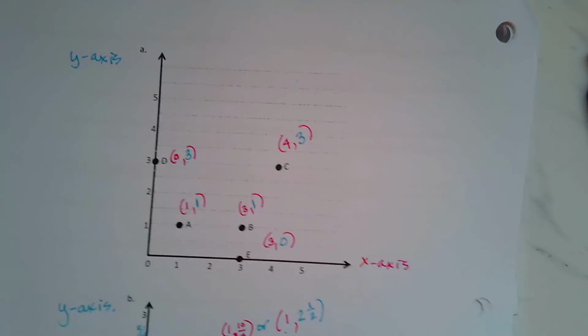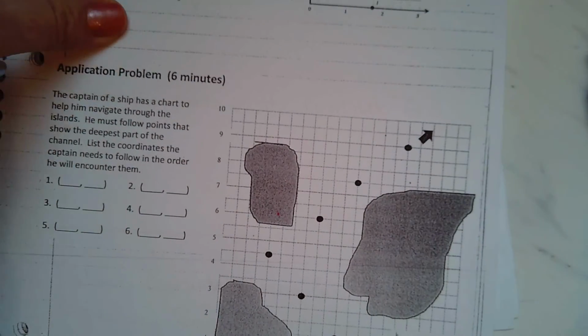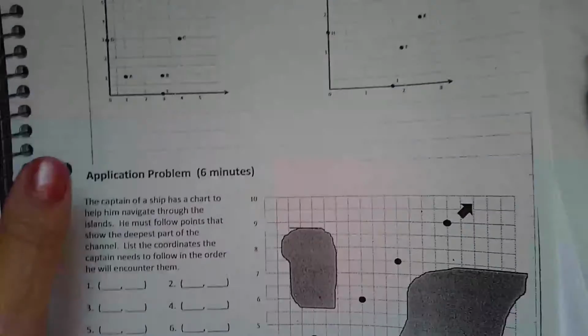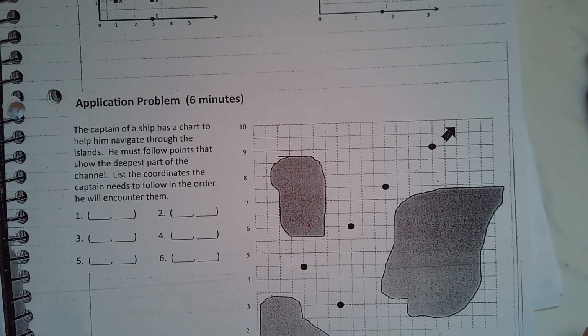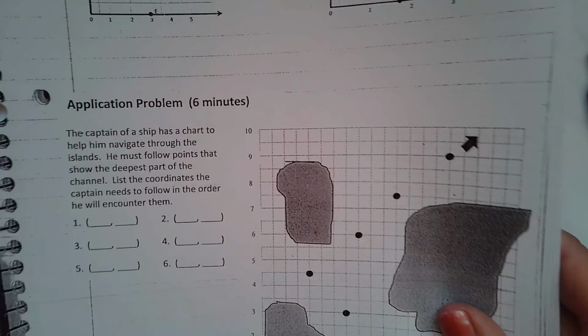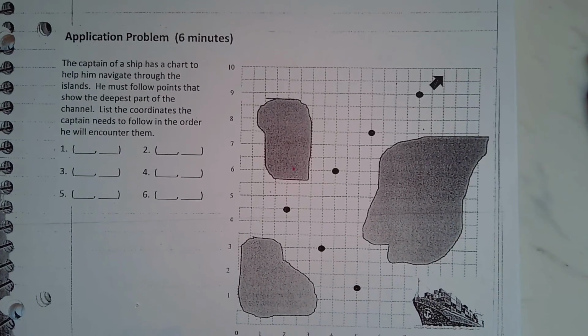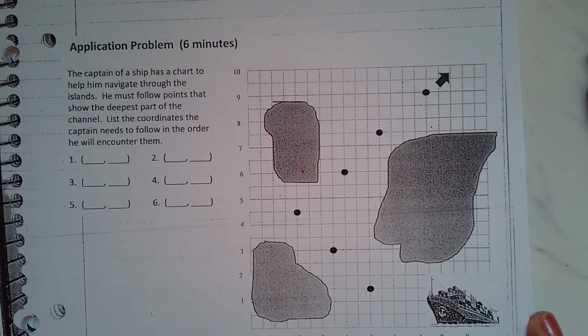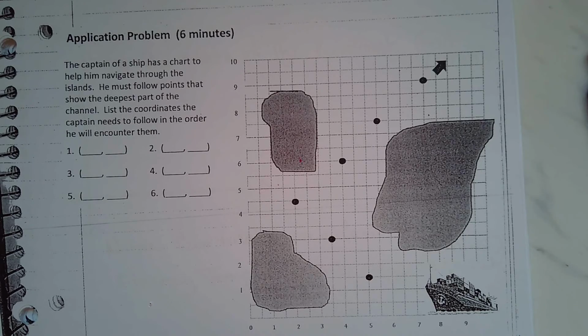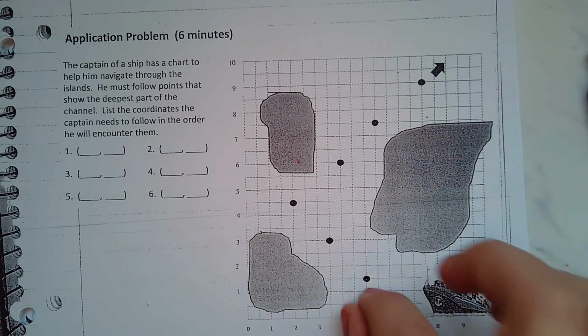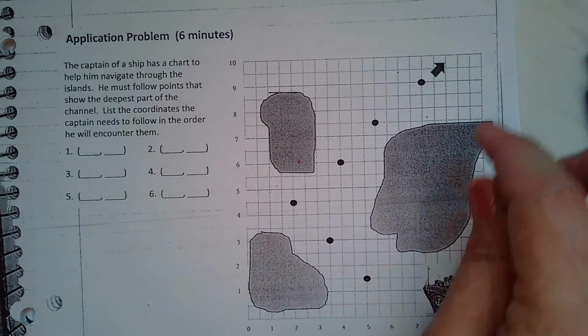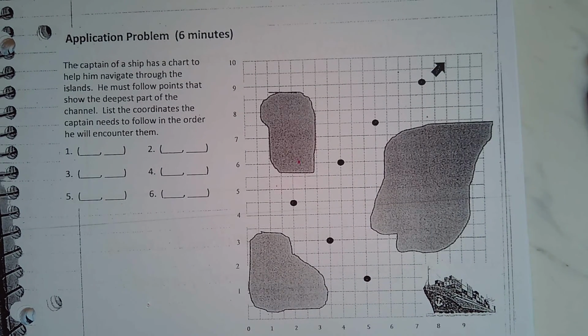All right, we have one more part of fluency today, and that is going to take us back to this packet here where it says the application problem. Now, if any of you have ever played the game Battleship, this is very similar to Battleship. So in the game Battleship, you have points. You put little markers on a grid, and the other people have to try to guess where your coordinates are in order to sink your battleships.